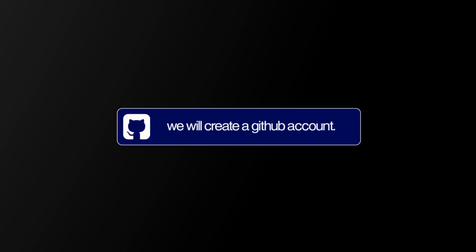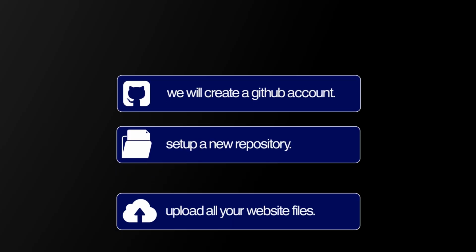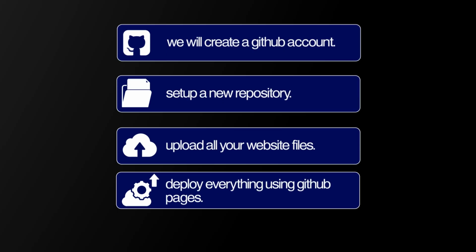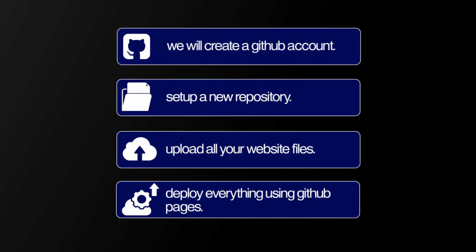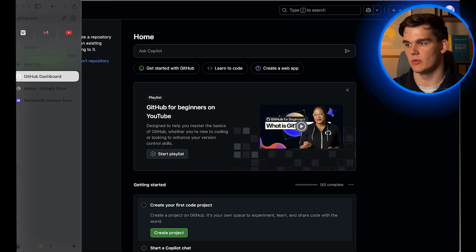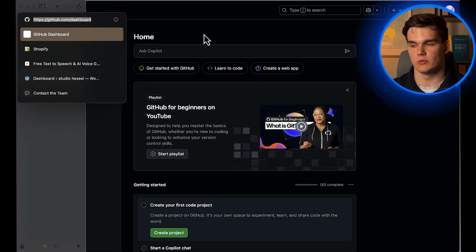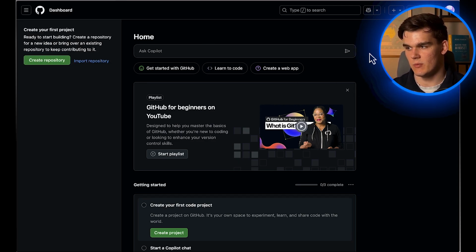We'll create a GitHub account, set up a new repository, upload all your website files, and then deploy everything using GitHub Pages. The whole process takes about 5 minutes, and once it's done, your site will be live for anyone to visit. First things first, head over to github.com and sign up for a free account. If you don't already have one, it's completely free and takes about 30 seconds.